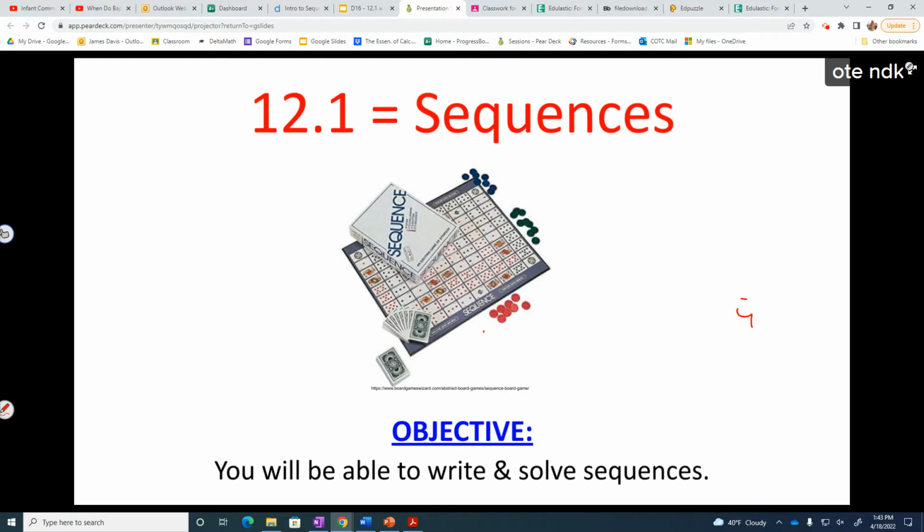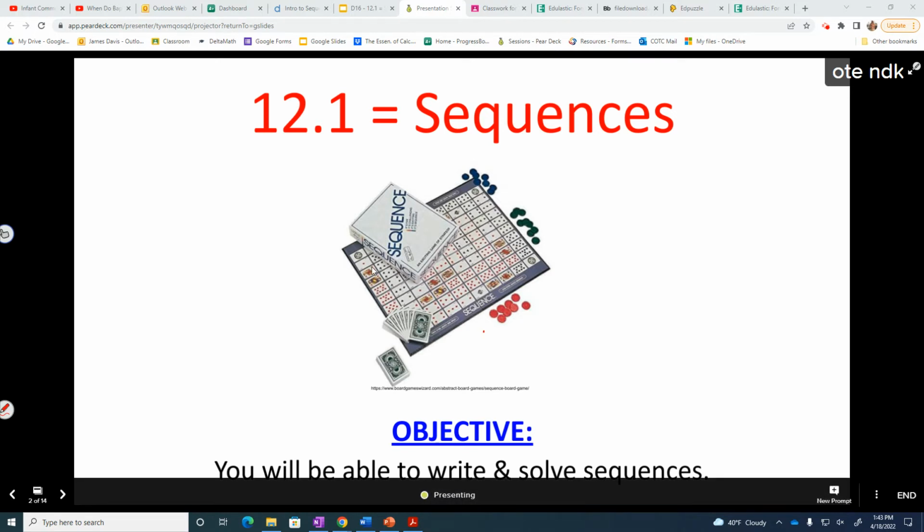So in the game Sequence, you have a deck of cards and you play cards, and then you get to put your tokens where that card is on the board and you try to get 5 in a row. So you try to get a sequence of 5 in a row. And we're going to be doing a sequence of 5 terms in a lot of these questions.